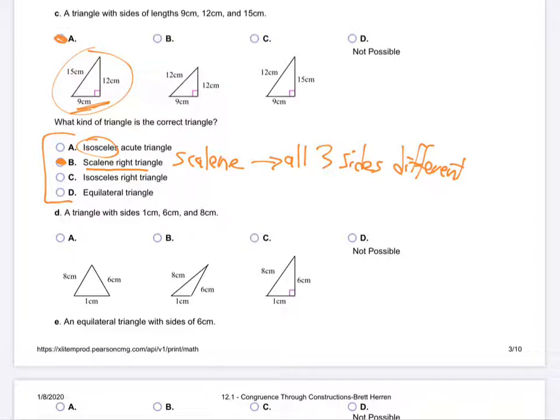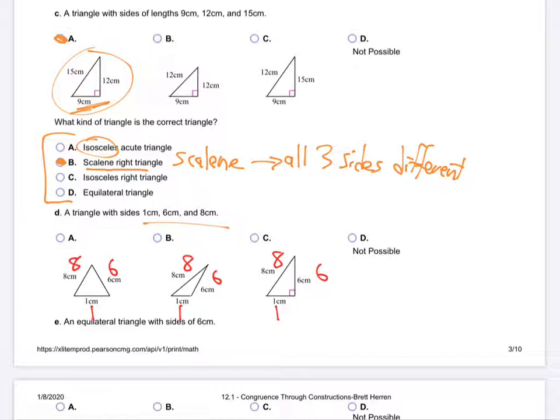And D, a triangle with sides 1, 6, and 8. Well, this has 1, 6, and 8. This has 1, 6, and 8. They're all looking good. What's the story there? Well, it's the make-believe thing again. They can write whatever numbers they want, but in the real world, none of those triangles exist. And the answer is D.